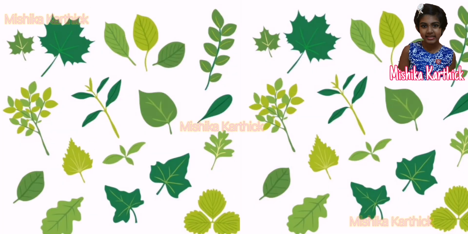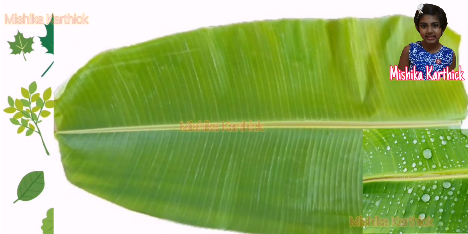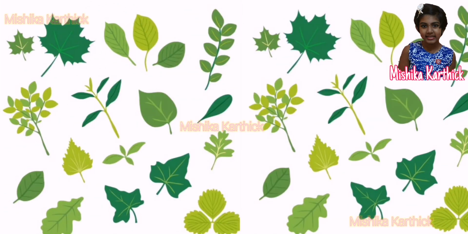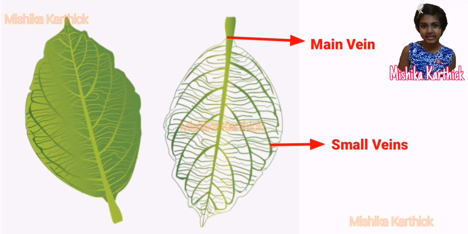Leaves. Leaves of different plants have different shapes and sizes. The large waterproof banana leaves are used as plates to serve food. Parts of your leaf. Go to your garden in your school or a park near your house and pick up a fallen leaf. Observe both sides of the leaf. You will see a main vein and some small veins. These veins support the leaves and carry water and minerals to all parts of the leaf.